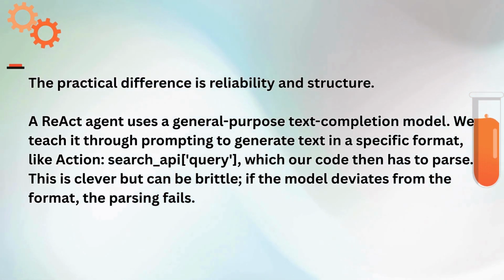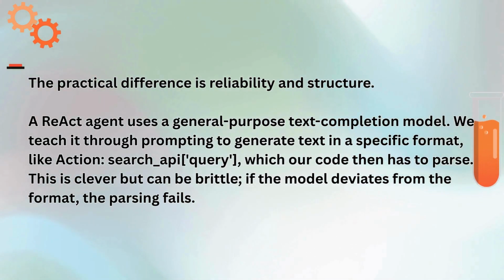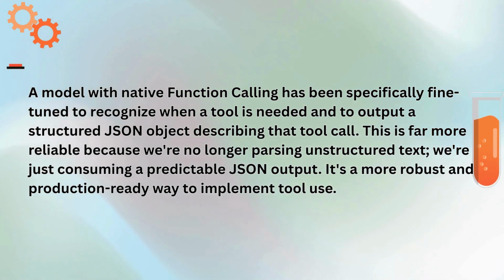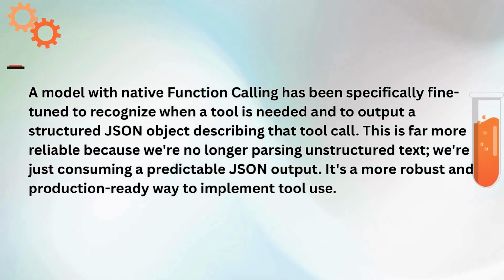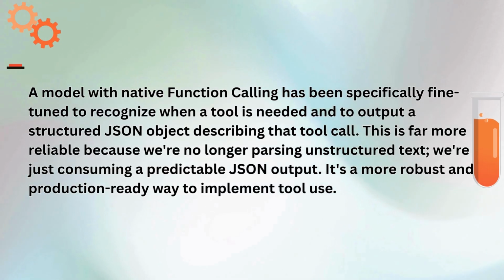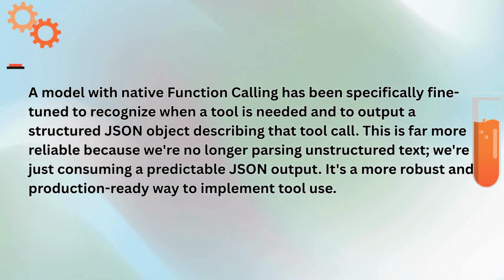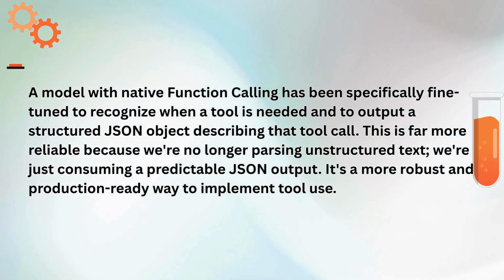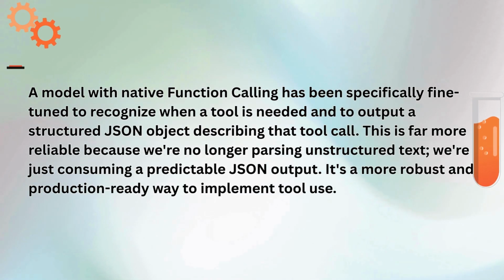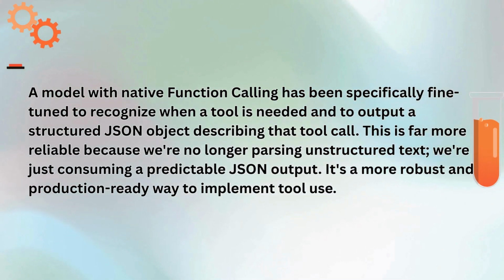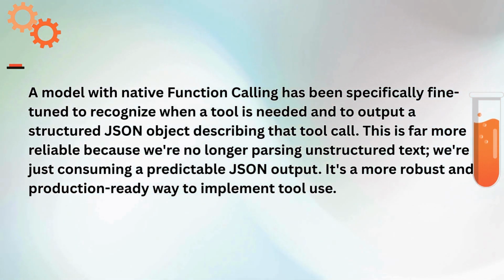This is clever, but can be brittle. If the model deviates from the format, the parsing fails. A model with native function calling has been specifically fine-tuned to recognize when a tool is needed and to output a structured JSON object describing that tool call. This is far more reliable because we're no longer parsing unstructured text. We're just consuming a predictable JSON output. It's a more robust and production-ready way to implement tool use.